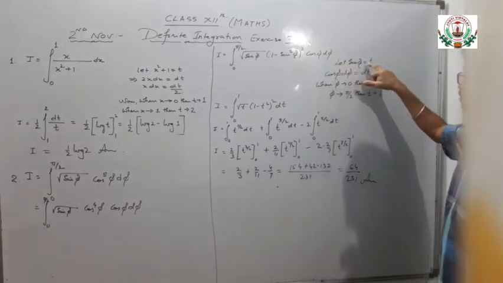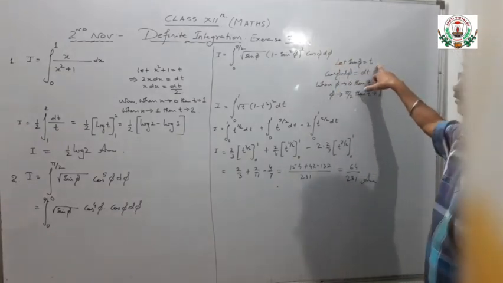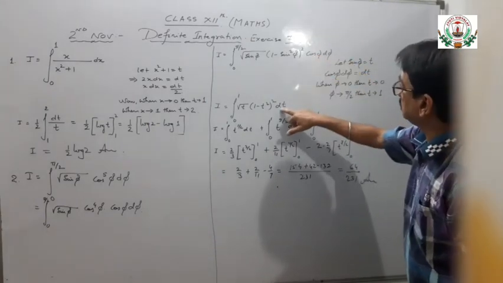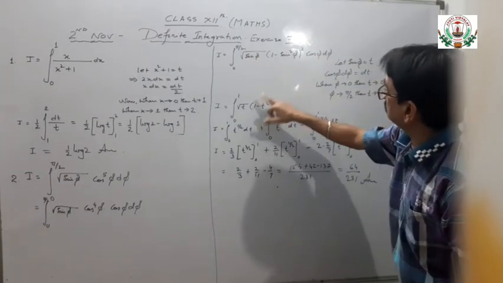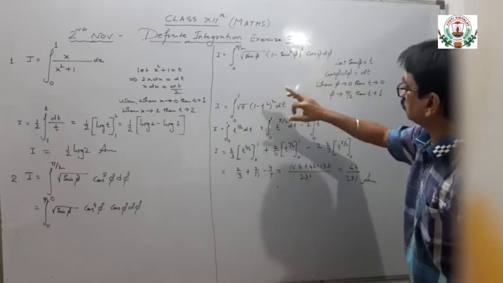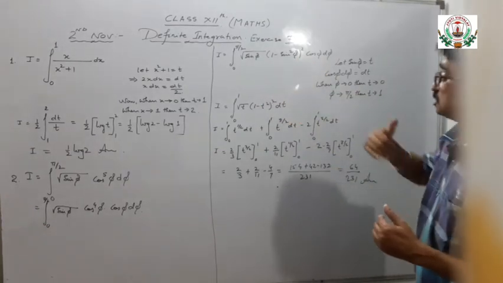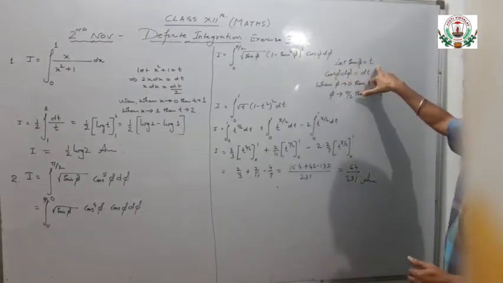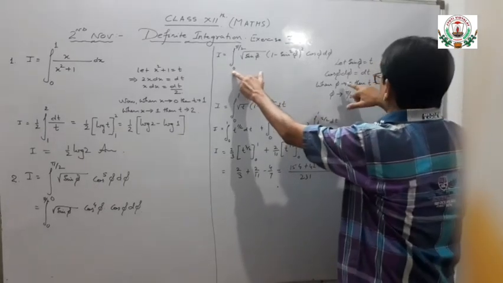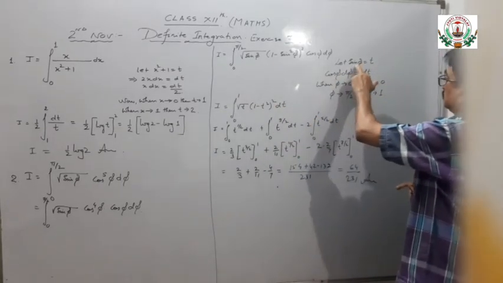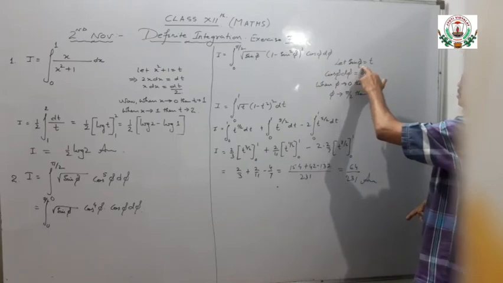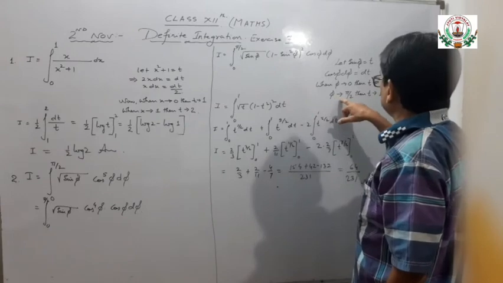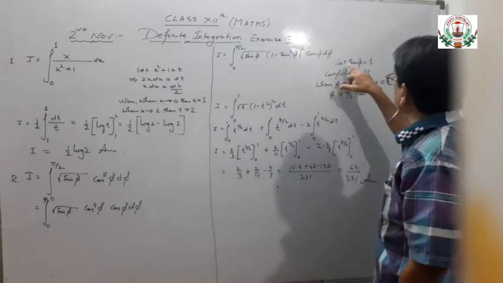Now let sin phi equal t. Differentiating sin phi, cos phi d phi equals dt. So cos phi d phi will become dt. This will become root t. This will become 1 minus t square the whole square. Now comes the case for changing the limits, because we have taken sin phi equal to some other variable. When phi tends to 0, sin 0 equals 0, and when phi tends to pi by 2, that is sin pi by 2.